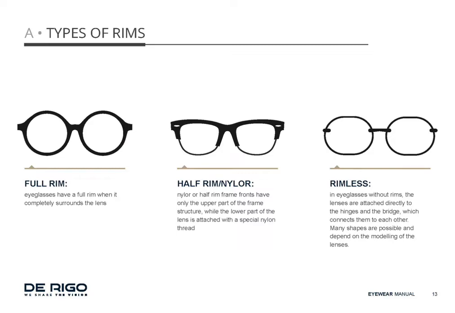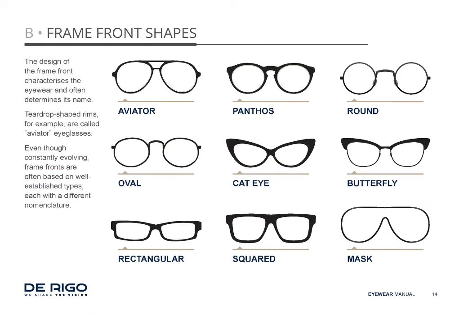Rimless eyeglasses are eyeglasses without rims in which the lenses are attached directly to the hinges and the bridge, which connects them to each other. Many shapes are possible and depend on the modeling of the lenses. Frame front shapes. The design of the frame front characterizes the eyewear and often determines its name. Teardrop-shaped rims, for example, are called aviator eyeglasses. Even though constantly evolving, frame fronts are often based on well-established types, each with a different nomenclature. As shown, you can see the different shapes of frame fronts.